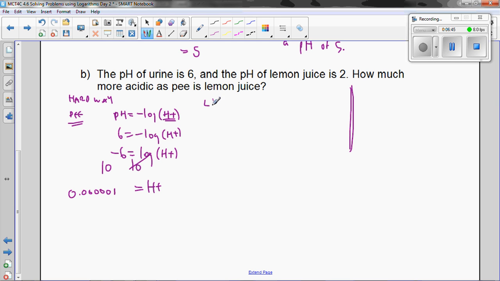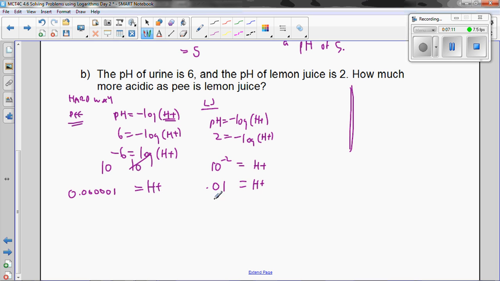For lemon juice, same calculation. I'm going to skip a couple of steps here because we get the idea. This is 2. Divide by -1, and then exponential function base 10 on both sides. I get the hydrogen ion concentration of lemon juice to be 0.01.